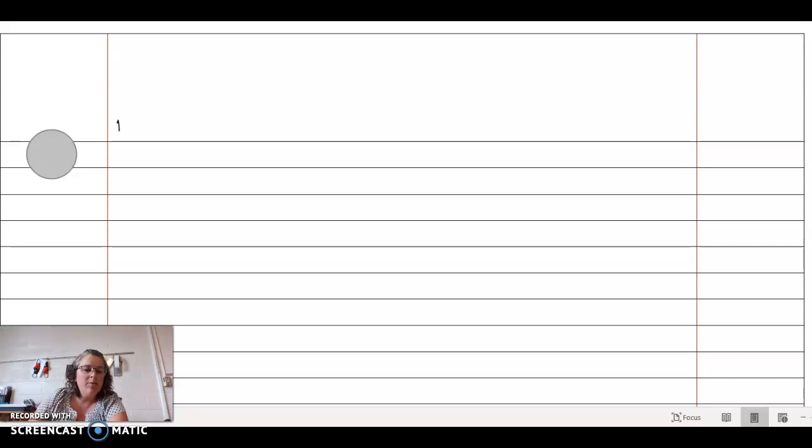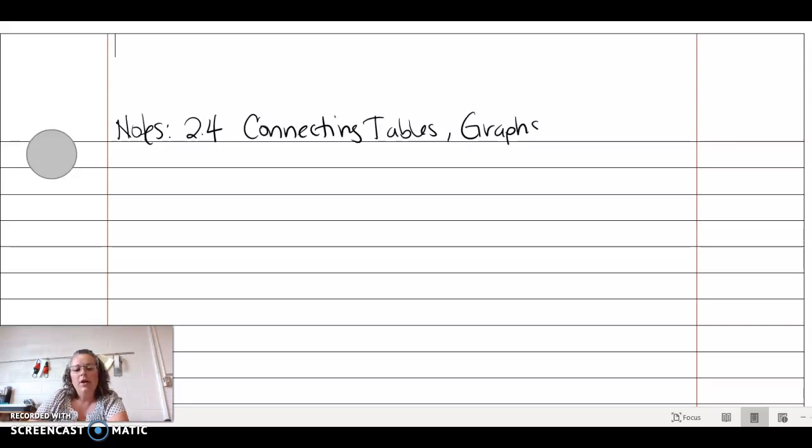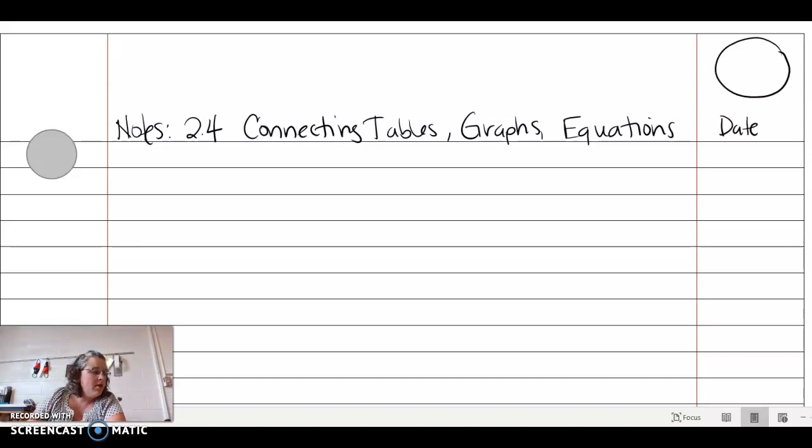So I'll put notes 2.4, connecting tables, graphs, and equations. Make sure you put today's date and a page number. All right, so first we're going to look at some plans for t-shirt companies.